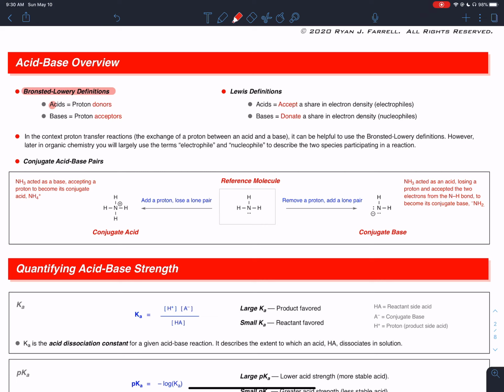An acid is defined as a proton donor. It gives off a proton to a base. A base is a proton acceptor. It takes a proton from an acid. So let's put this into action.